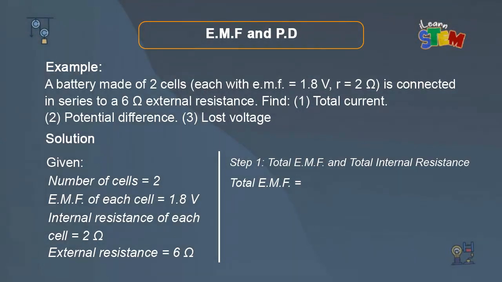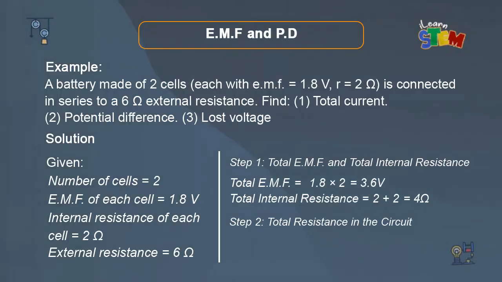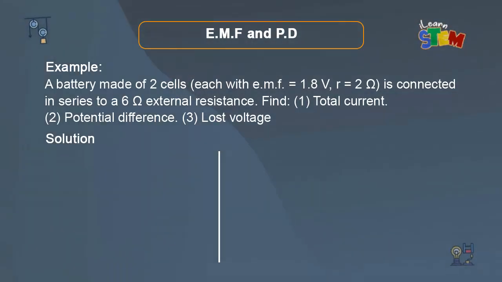Therefore, the total EMF is 1.8 volts multiplied by 2, which gives 3.6 volts. Likewise, the total internal resistance is the sum of the internal resistances of both cells. This is 2 ohms plus 2 ohms, giving 4 ohms. Step 2. Total resistance in the circuit. The total resistance in the circuit is the sum of the external resistance and the internal resistance of the battery. That is 6 ohms plus 4 ohms, which gives a total of 10 ohms.